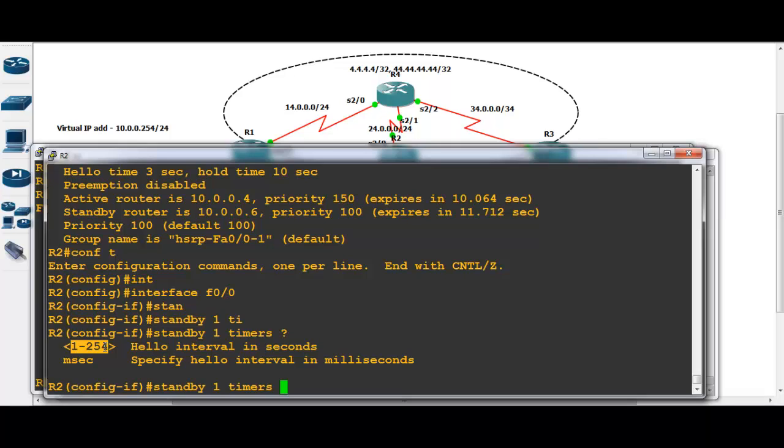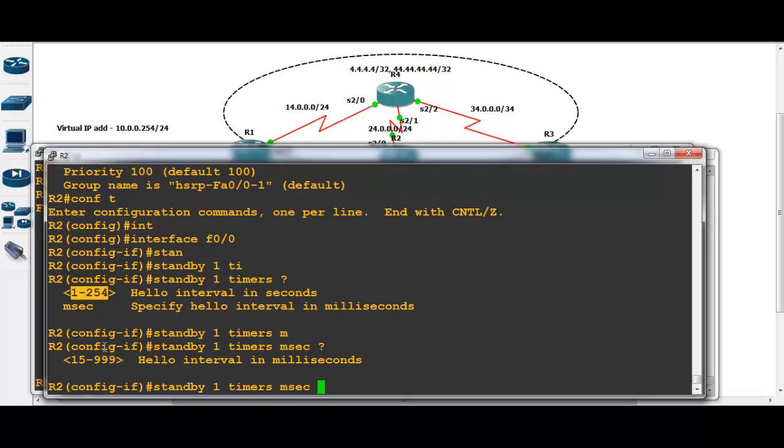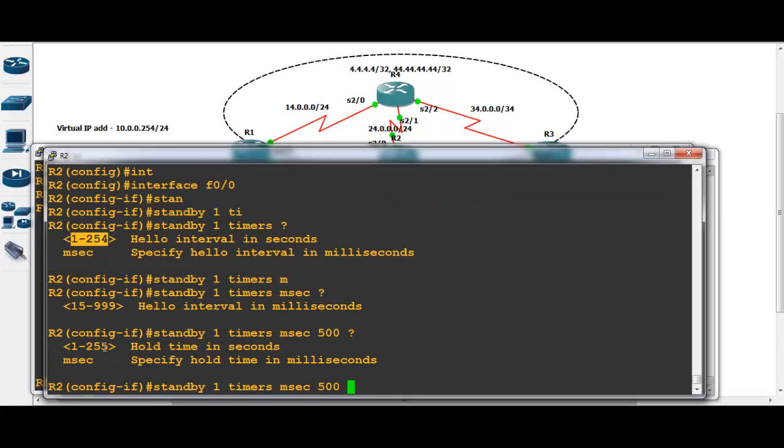So hello time, if I want to change, I can say timer every millisecond. How many millisecond? 500 millisecond. Every 500 millisecond. Is it allowed? 500. Let's see the smallest. Yeah, 500 is allowed. Every 500 millisecond send the hello, and the hold time. You can say in millisecond. You can also say in seconds. I'll say the hold time will be 2 seconds. Sorry, 2 minutes. Sorry, 2 seconds.